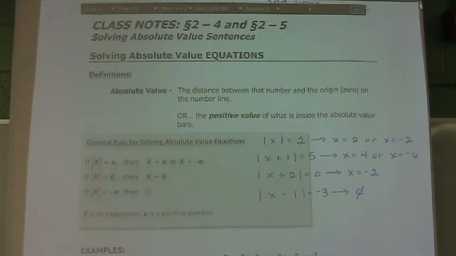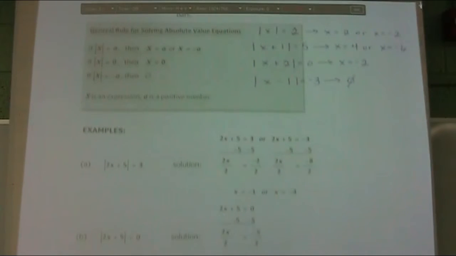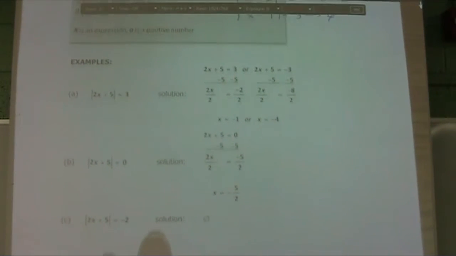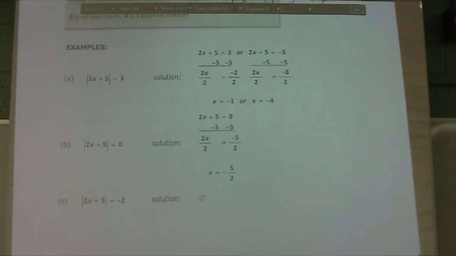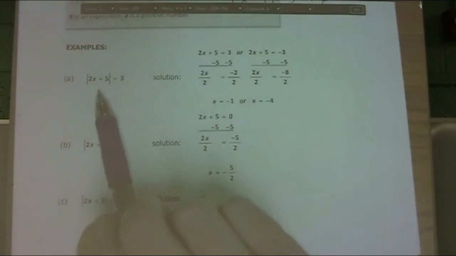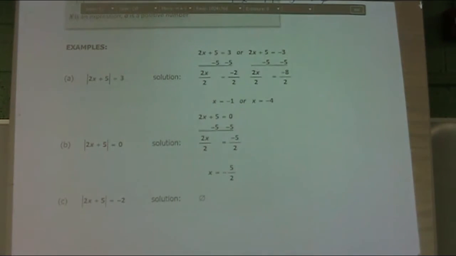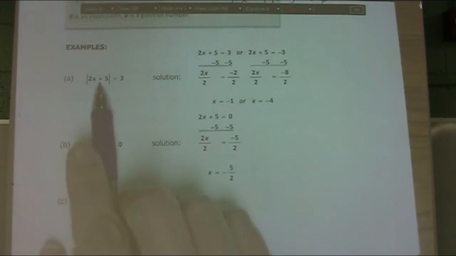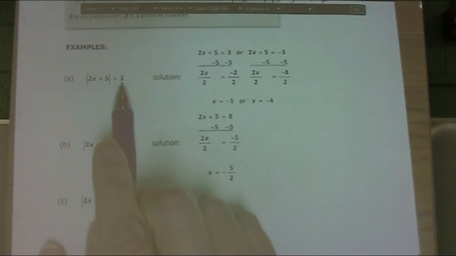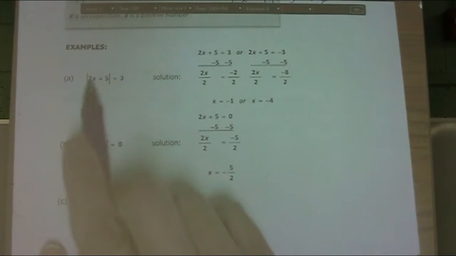So let me do a more complex example from the bottom of the page. And these are worked for you already. We're going to do absolute value of 2x plus 5 equals 3. Now, this is harder to look at and go, oh, here's what x is. We're going to have to actually calculate it. But here's what we know. If this absolute value equals 3, then what is inside here either has to equal positive 3 or negative 3.